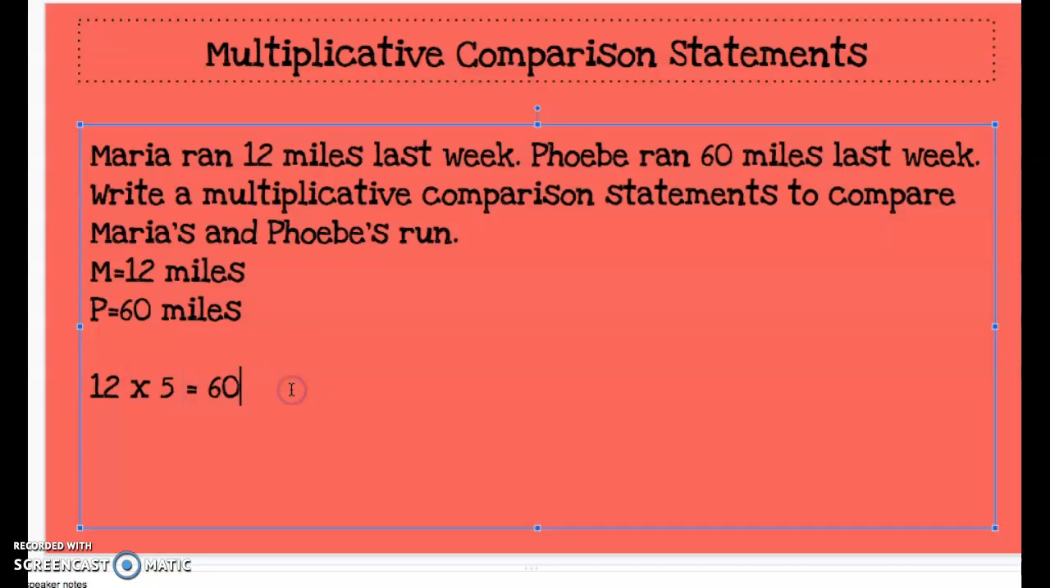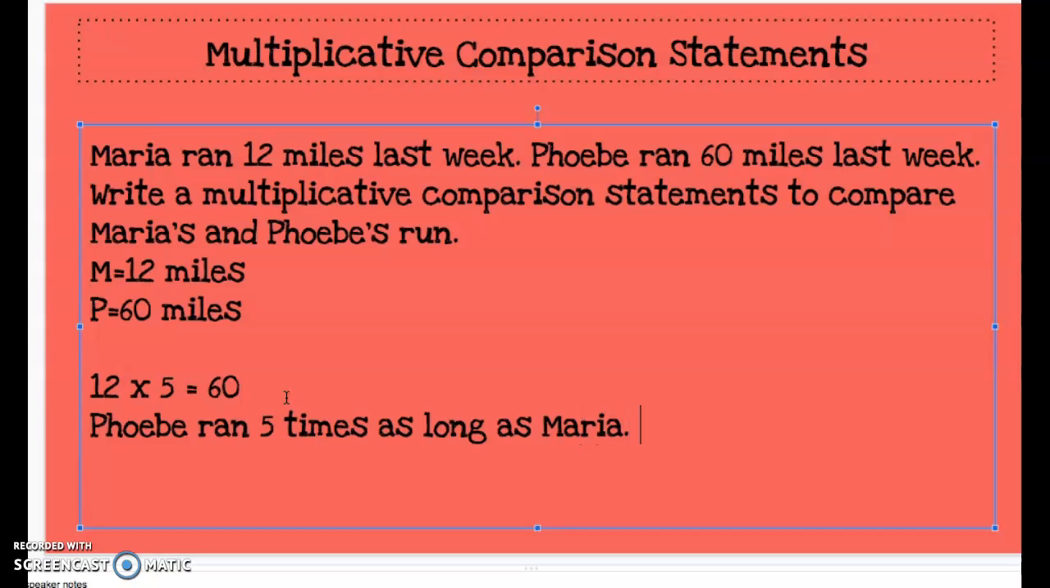So my comparison statement I could make about this problem is that Phoebe ran 5 times as long as Maria. And I know that because 5 times 12 equals 60. I could also have said Maria ran 5 times less than Phoebe, because 5 times 12 would get me 60. Let's try one more on your own.